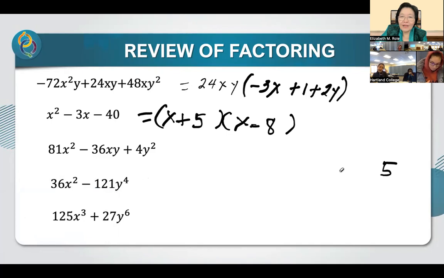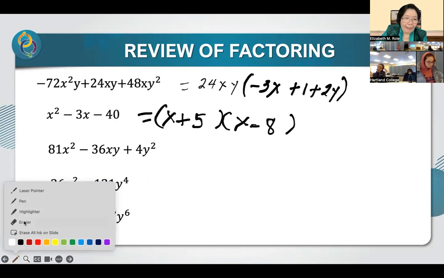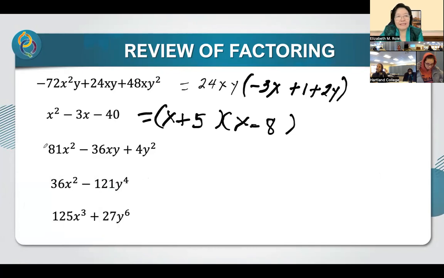That one is when you have a trinomial with the leading coefficient equal to 1. Now, this one, 81x squared minus 36xy plus 4y squared. Then you ask yourself, is the first term a perfect square?